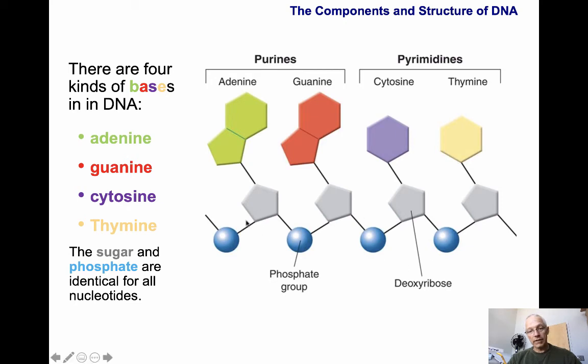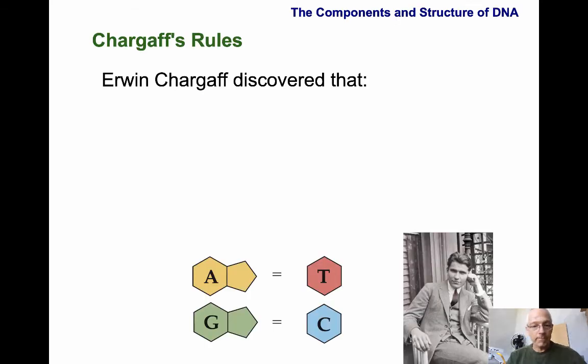The sugars and the phosphates for all the nucleotides are exactly the same. And so this part of DNA is consistent up and down a long molecule of DNA polymer. And what's different from the individual nucleotides is the nitrogenous bases.